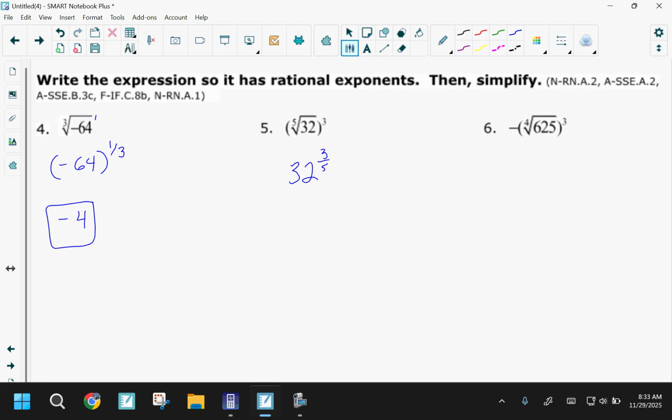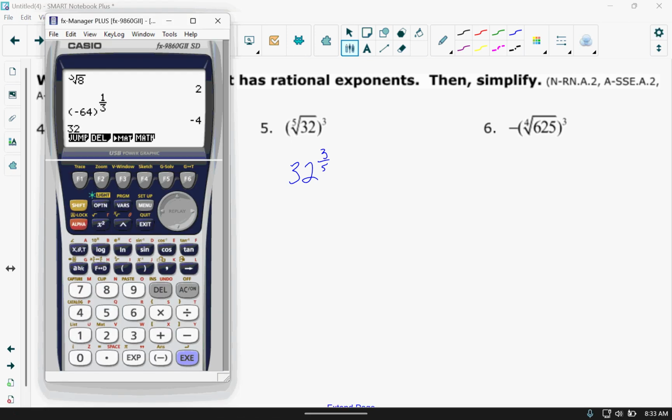Then again, we could just type that into the calculator. So 32 to the 3/5 power. That answer is going to be 8.